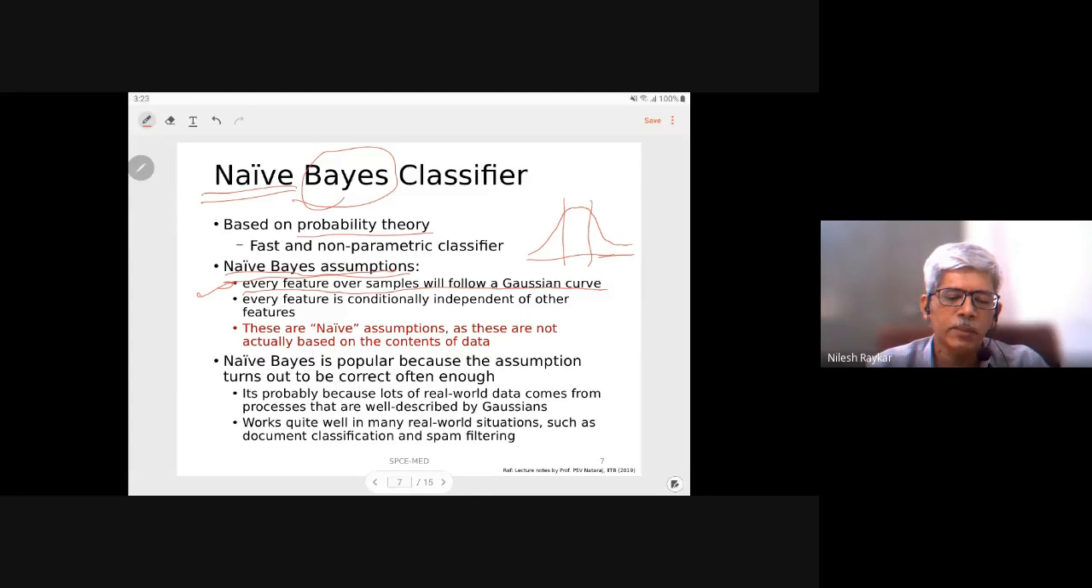The next assumption is something more naive, something which is not true in many cases. That assumption is that every feature is conditionally independent of the other features. So we are saying here that the day being sunny and people playing tennis is independent of the day being humid and people playing tennis. The conditional probability or interdependence of the different features is not considered in this particular case.